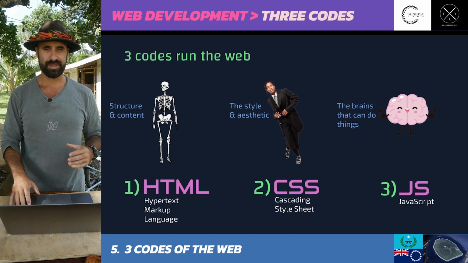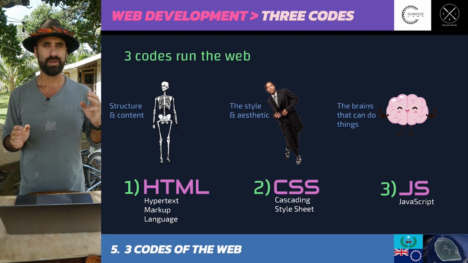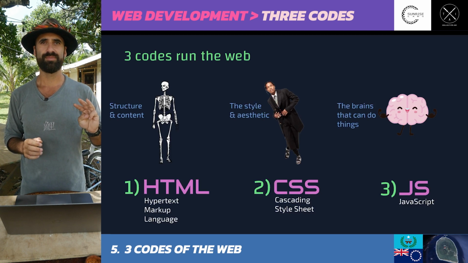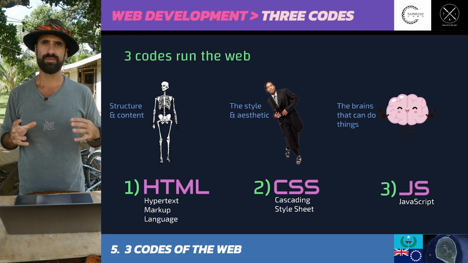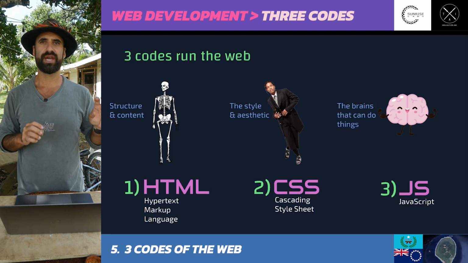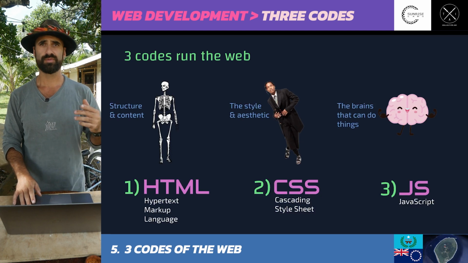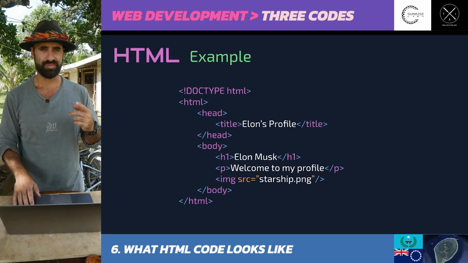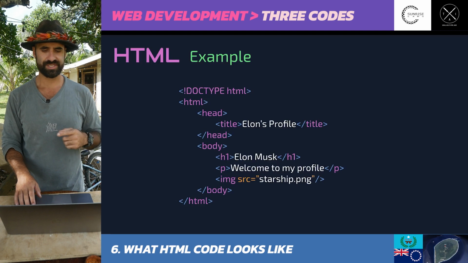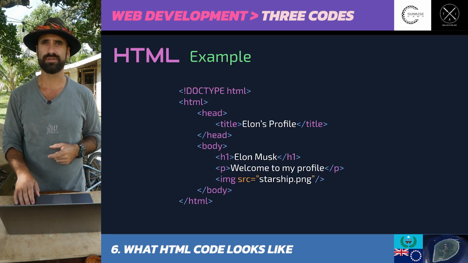So that's basically the three different codes that run the web, and we're going to create a little mini project that shows you how each of these codes work together. So we'll do that part now. Before that, here's just some examples of what the codes look like.